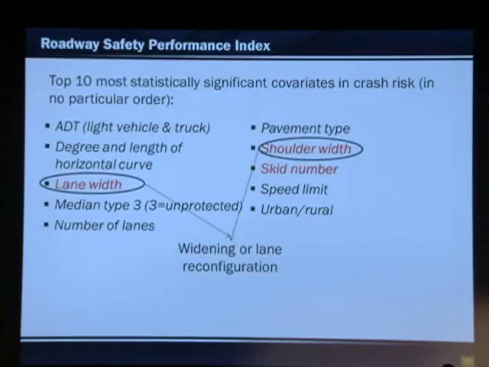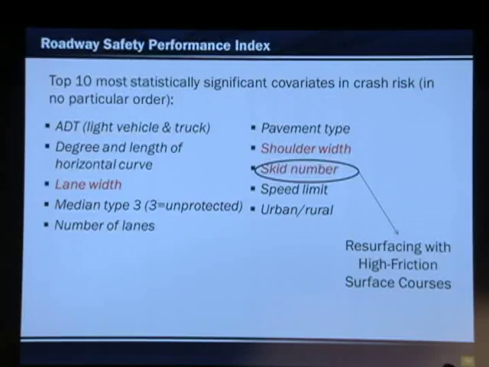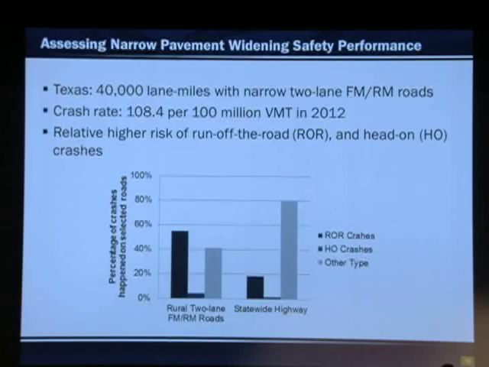One of those things is lane width and shoulder width. Our narrow widening program could really help in this regard. And then skid number, which our resurfacing program with high friction surfaces would also help. So those are the two things I'm going to talk about today.